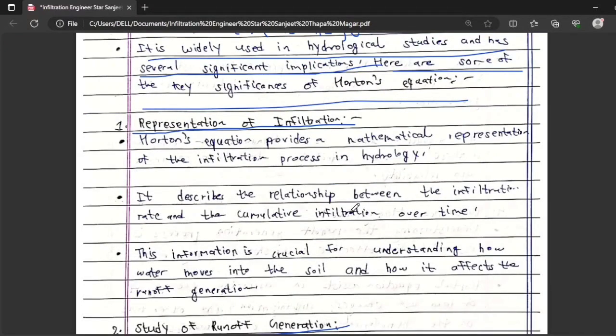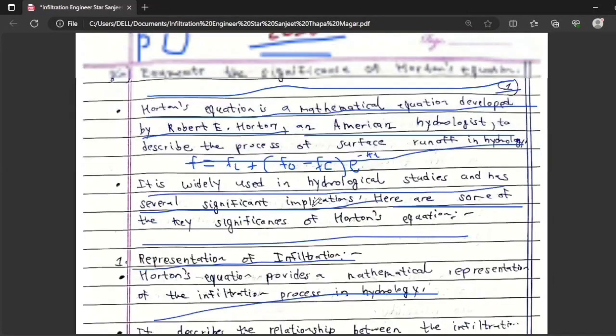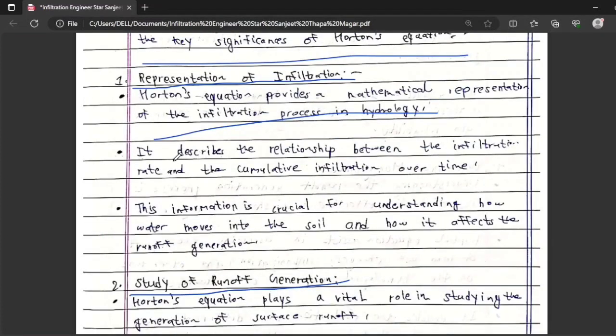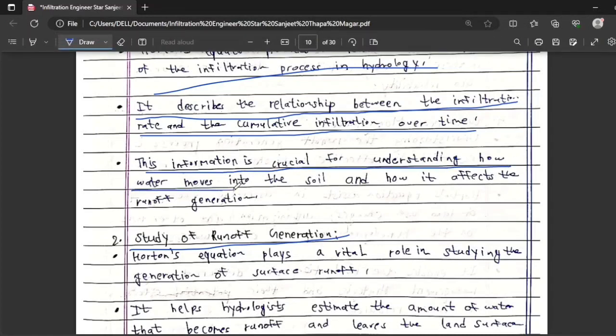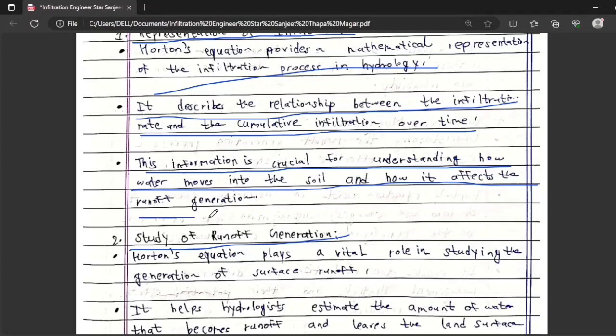First is representation of infiltration. Horton's equation provides a mathematical representation of the infiltration process in hydrology. With this, we can calculate f, the infiltration. It describes the relationship between the infiltration rate and cumulative infiltration over time. This information is very important for understanding how water moves into the soil and how it affects runoff generation.